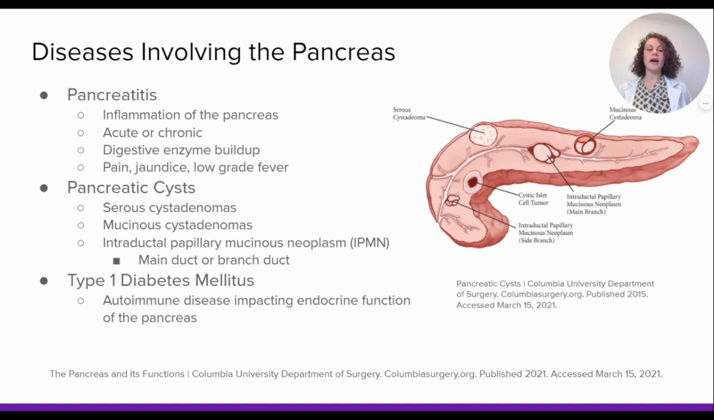Pancreatic cysts are abnormal fluid-filled growths in the pancreas, which are often benign. There are various types of these cysts, including serous cystadenomas, mucinous cystadenomas, and intraductal papillary mucinous cysts, or IPMNs, of which there are 2 types, main duct and branch duct. Most of these cysts are either asymptomatic or their only symptom is pain. However, if not removed, they often have potential for malignancy. The picture here shows these types of cysts and where in the pancreas they're normally found.